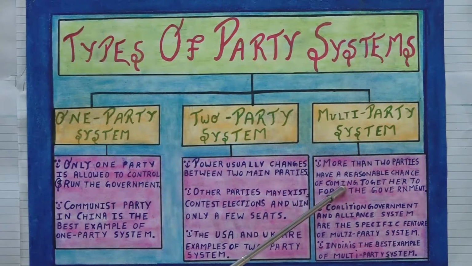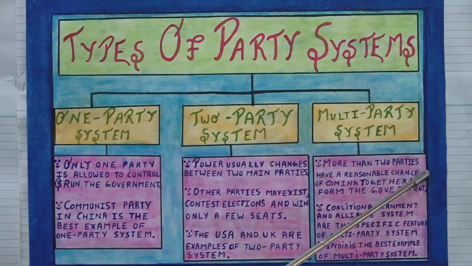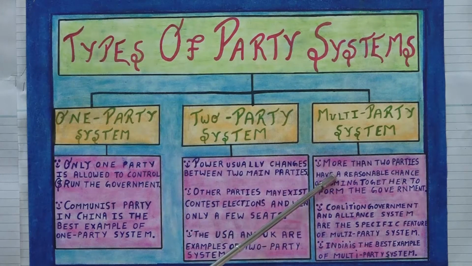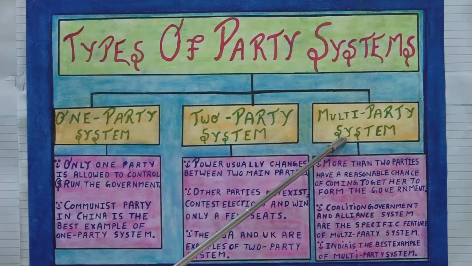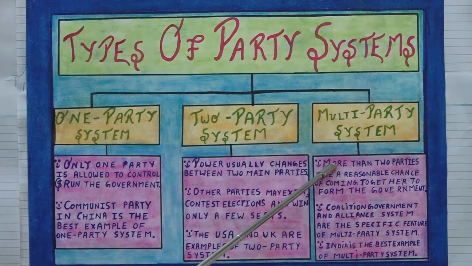Multi-party system. More than two parties exist in this kind of system. If several parties compete for the power and more than two parties have reasonable chance of winning, we call it a multi-party system. In India, we have multi-party system.